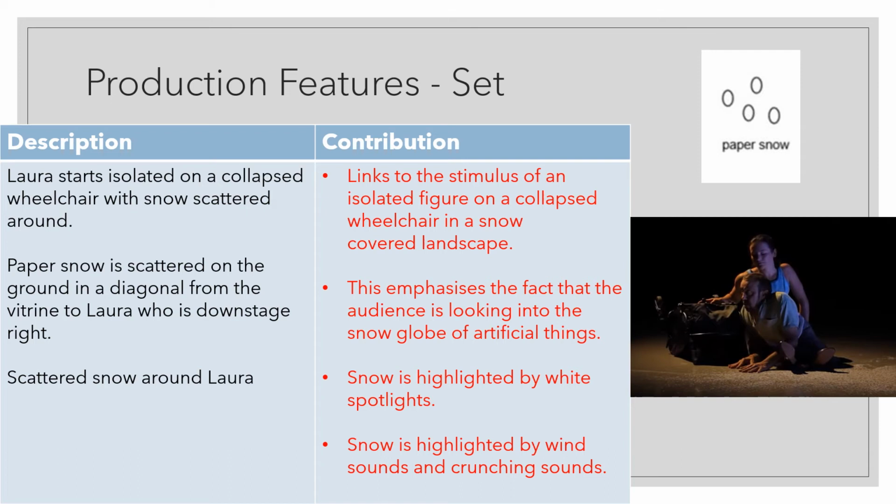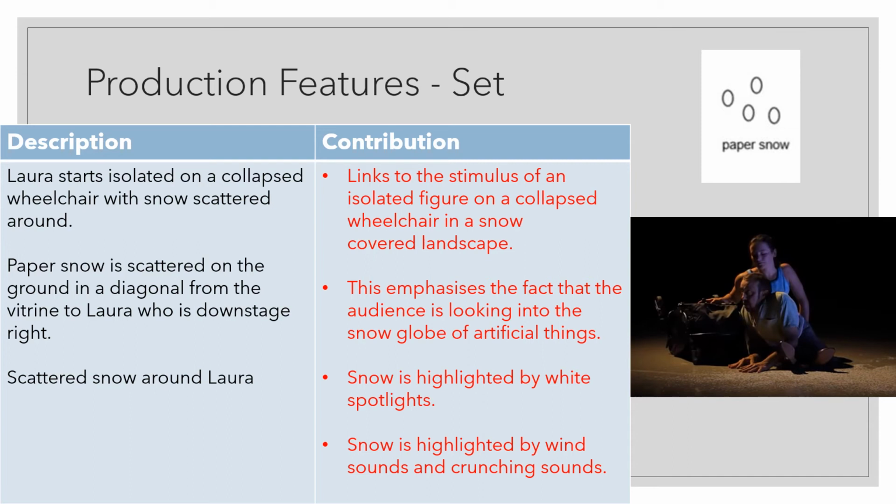Okay, in terms of the set, we've mentioned it a bit, so we can see that fake snow scattered around. Laura starts isolated on a collapsed wheelchair with snow scattered around. Paper snow is scattered on the ground in a diagonal from the vitrine to Laura, who is downstage right. The vitrine, which you'll learn about in the next learning video, is further upstage. So it's scattered along in a pathway, but most of the snow is scattered around Laura.